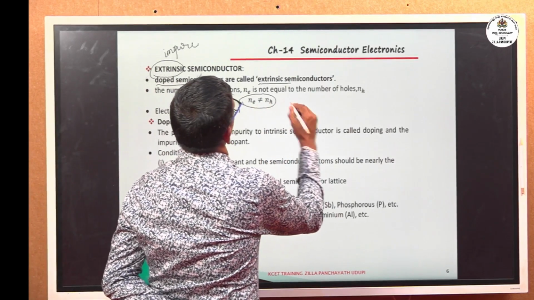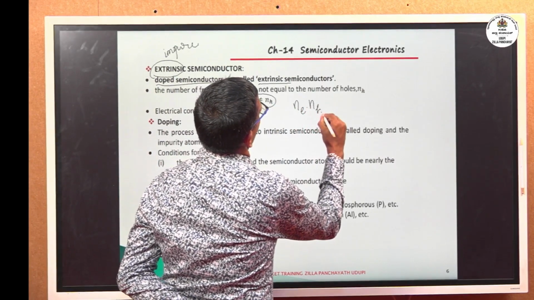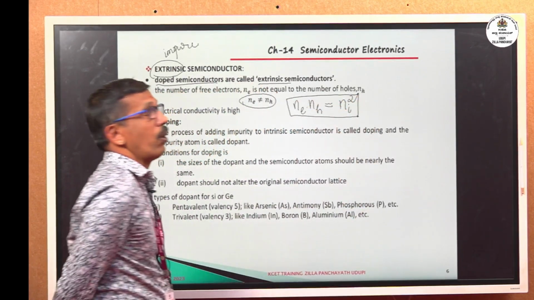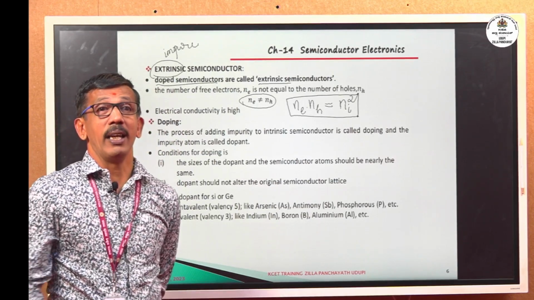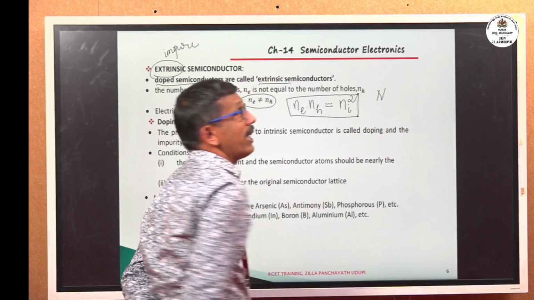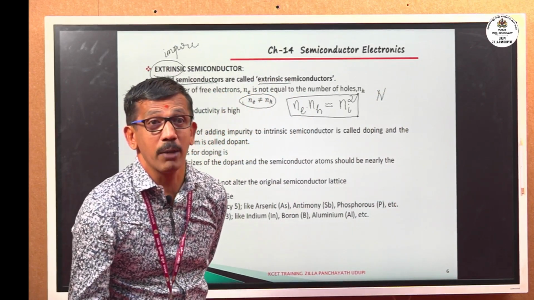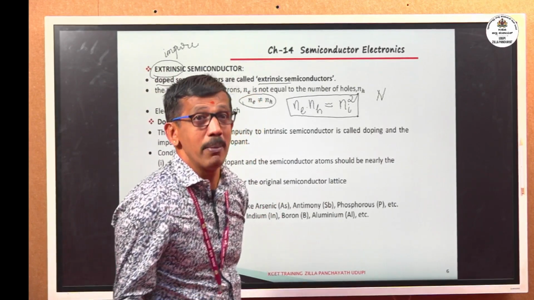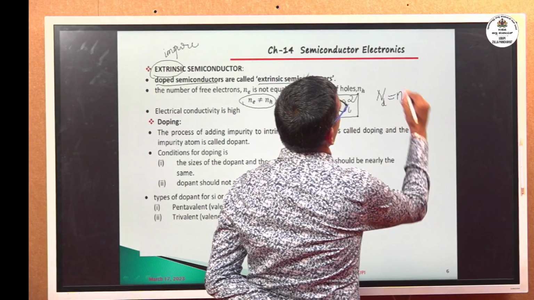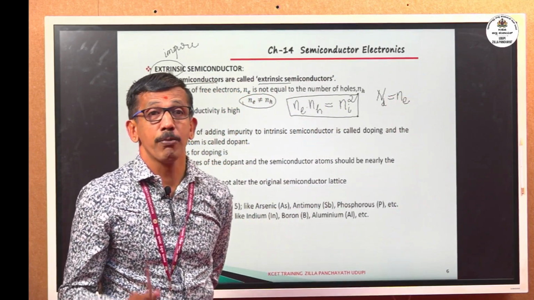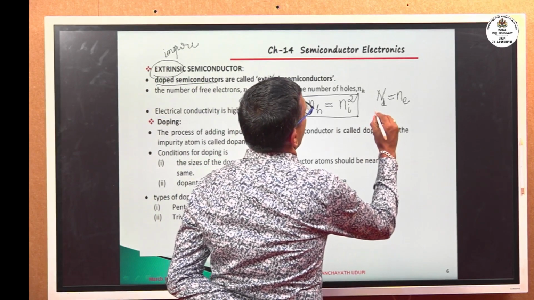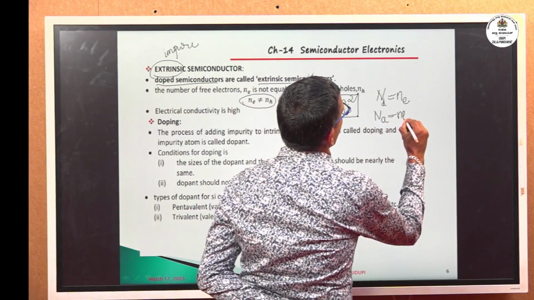They follow a relation: Ne × Nh = Ni². Keep in mind, in extrinsic semiconductor, the number of dopant atoms, for example in the case of N-type semiconductor, dopants are pentavalent and are called donor atoms. Nd is equal to Ne, the number of free electrons. And in the case of P-type semiconductor, dopants are trivalent in nature, so they are called acceptor impurity atoms. Na is equal to Nh, the number of holes.